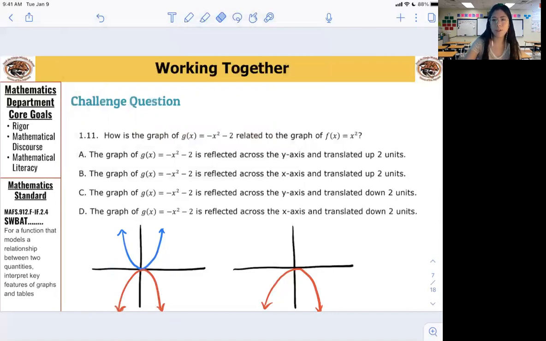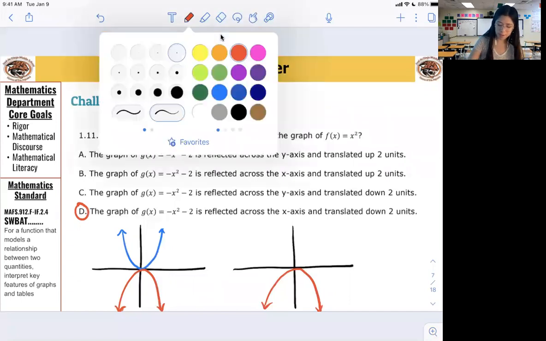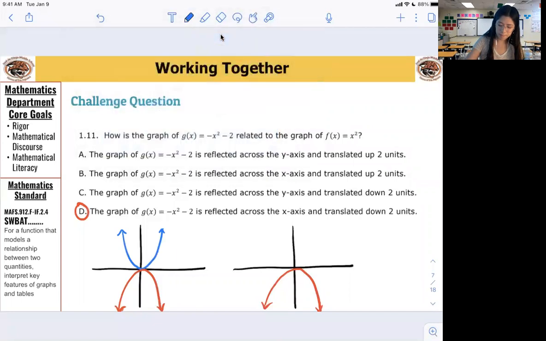Now, most of you chose C. I'll show you. Most of you chose C because maybe you thought it was the y-axis, but it's not. It is the x-axis. So it's D, because a equals -1, it's a reflection across the x-axis.